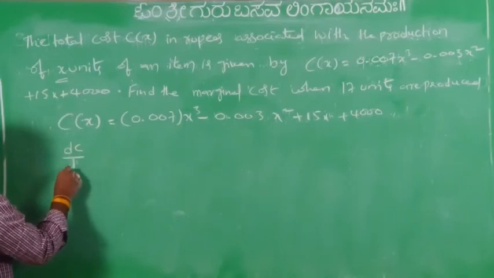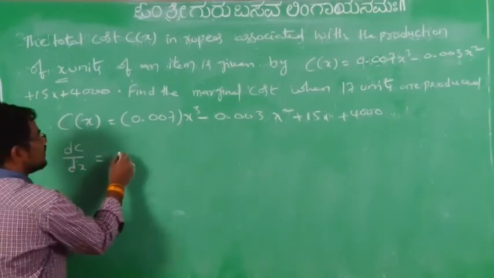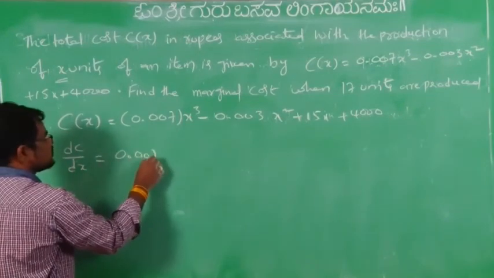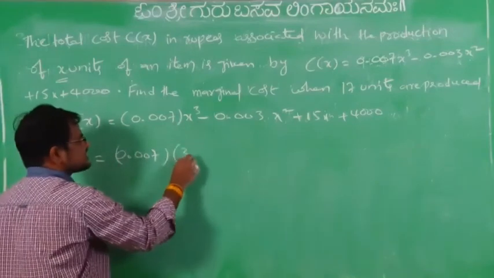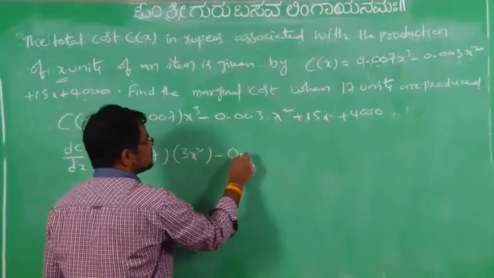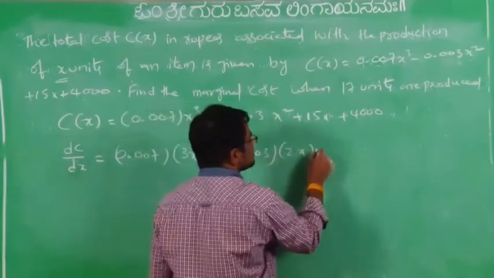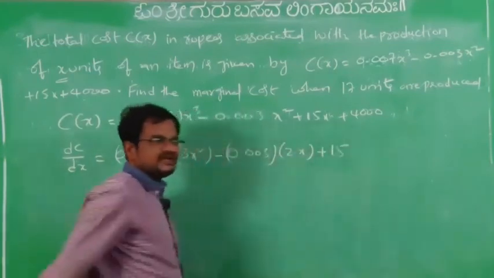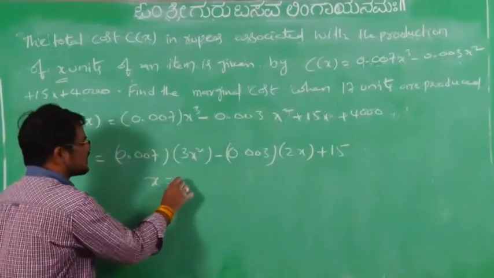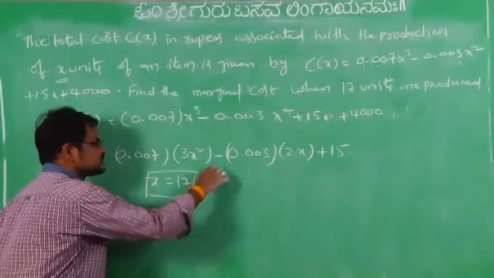dC by dx equal to 0.007 times the differentiation of X cube, which is 3x square, minus 0.003 times the differentiation of X square, which is 2x, plus 15. Now here x equal to what they given? 17. Substitute and you will get the answer.